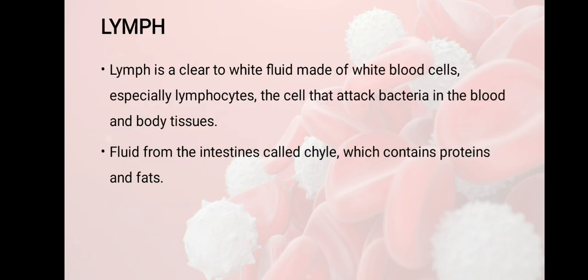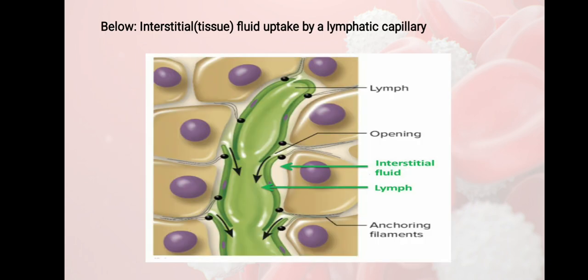Lymph. Lymph is a clear to white fluid made of white blood cells, especially lymphocytes, the cells that attack bacteria in the blood and blood tissues. It also includes fluid from the intestine called chyle, which contains proteins and fats.